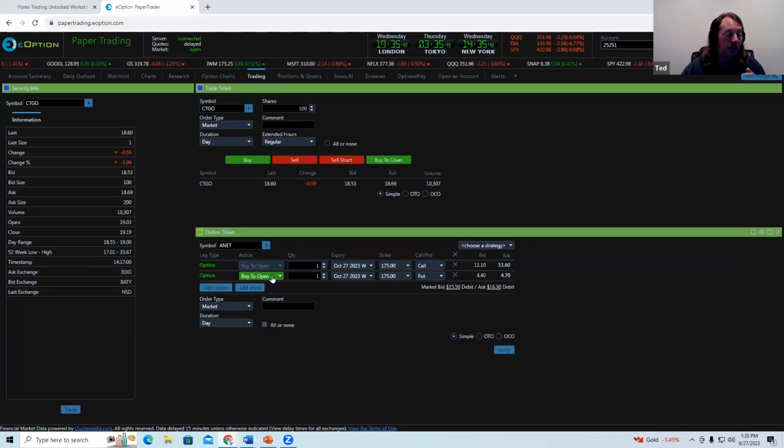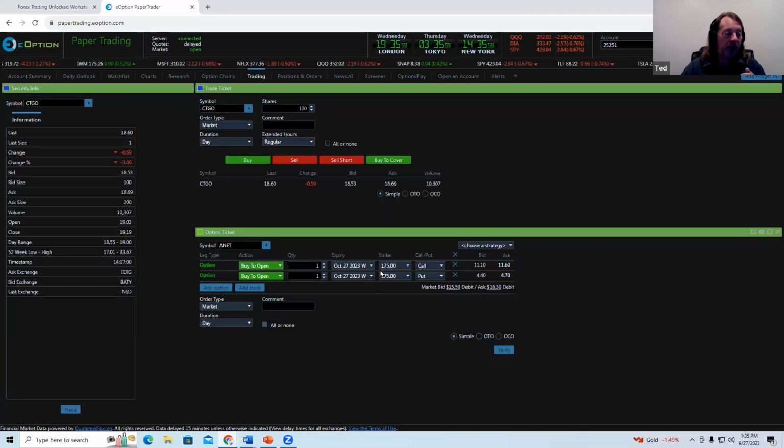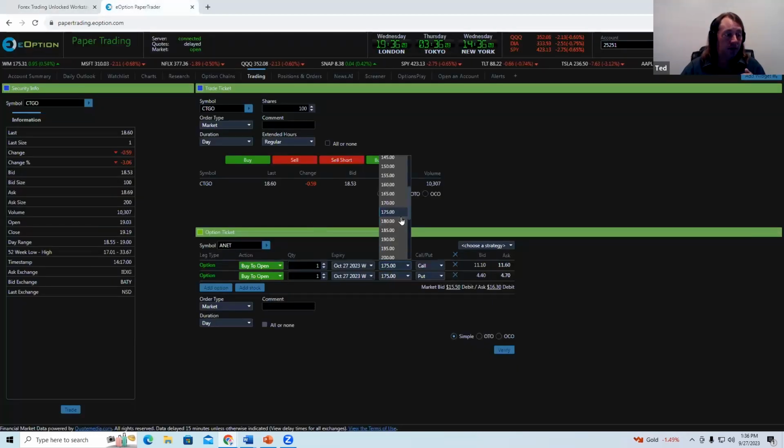Put, call, October 27th. Buy to open, buy to open. Oh, wait, that's right. We already have a 175. Since we don't want to interfere with that 175, we're going to do a 180. So we do look at the 180.